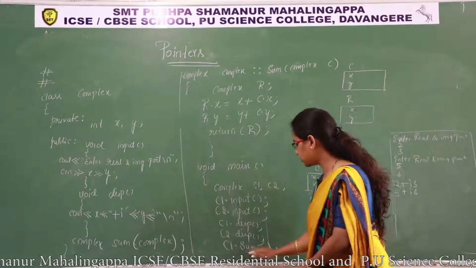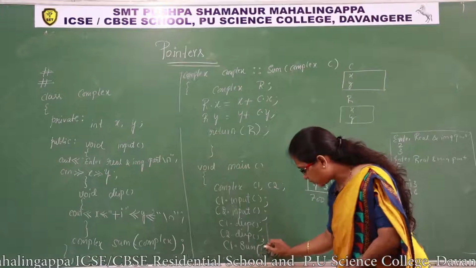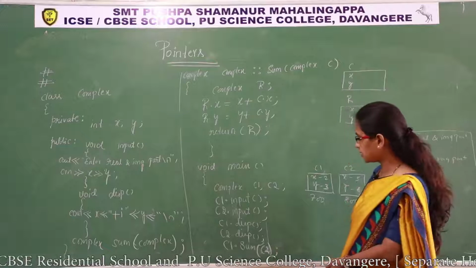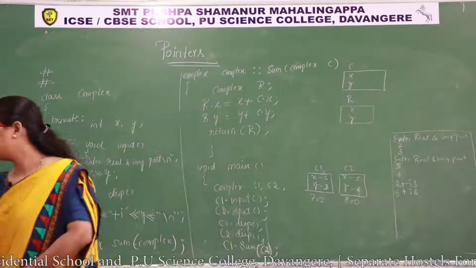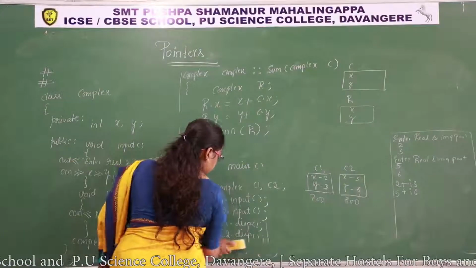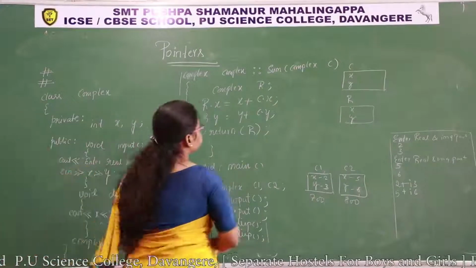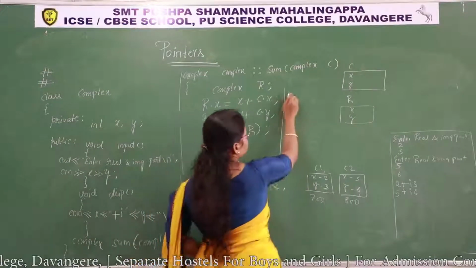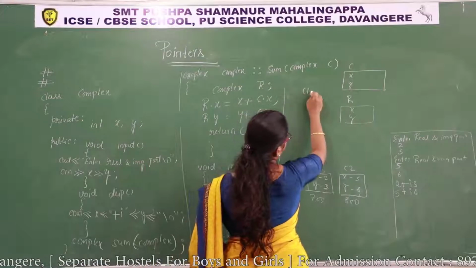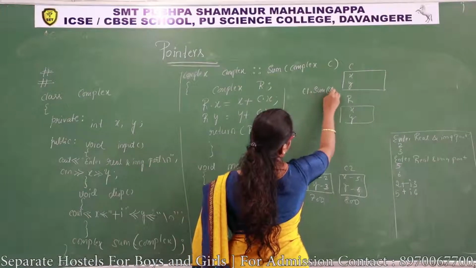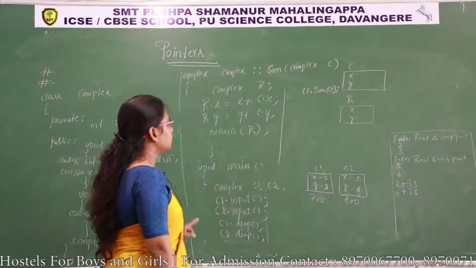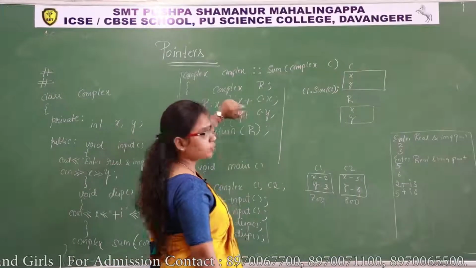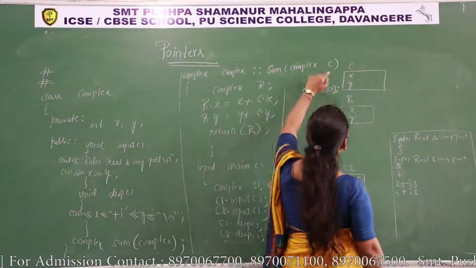After that, C1 dot sum of C2 is there, no? Within parenthesis C2. You have to observe this. C1 dot sum of C2. I'll write here. After C2 dot disp, C1 dot sum of C2 semicolon. The sum function is invoked now with the help of this C1 object and C2 as an argument. The values of C2 are copied to C.